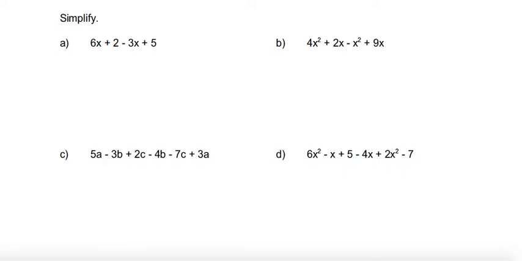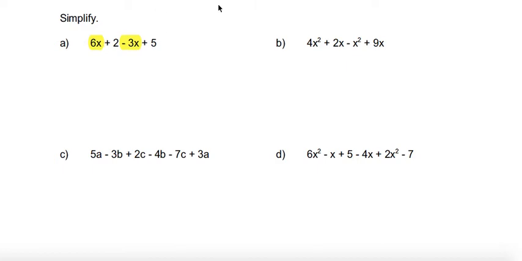So this is again where that idea of either highlighting them in different colors or underlining them would be very helpful for you. So break out those highlighters or those colored pencils if you want to. I'm going to start by highlighting all of my terms that have an x. And I want to keep the operation that occurs in front of that term as well. So I have 6x and negative 3x. So those are like terms.